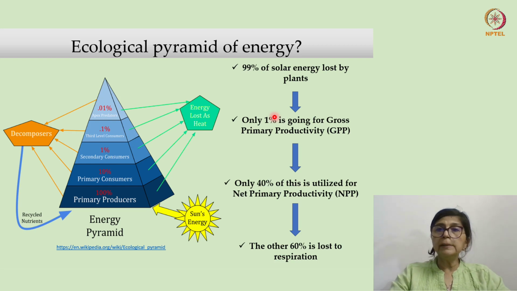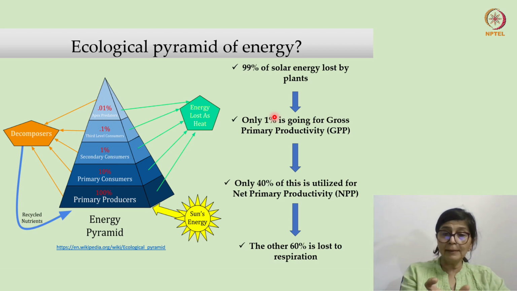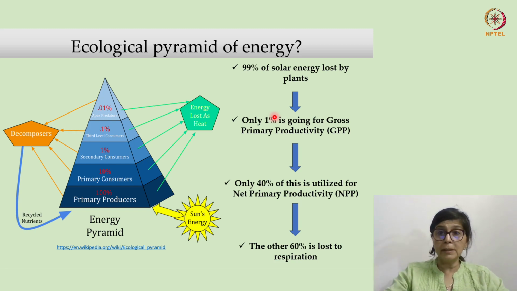99% of the solar energy is lost by plants. Of the 100% they are producing, you can see 99% of the solar energy is lost, either through their own respiration or something else they are doing. Only 1% is going for gross primary productivity. Okay, and of course, gross primary productivity also includes net primary productivity and then respiration.